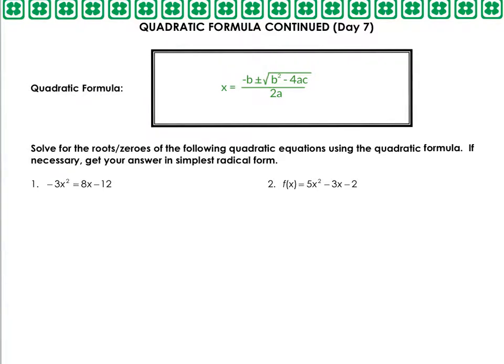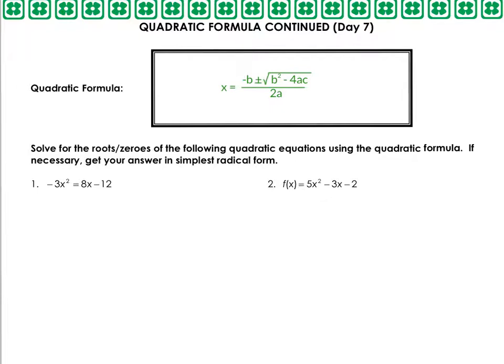Today we're going to be continuing our conversation on the quadratic formula. So, as you know, the quadratic formula is x equals negative b plus or minus square root b squared minus 4ac, all divided by 2a, which is found on their formula sheet. So all you really have to do to solve these quadratic equations is to substitute in a, b, and c in place of a, b, and c in the formula.